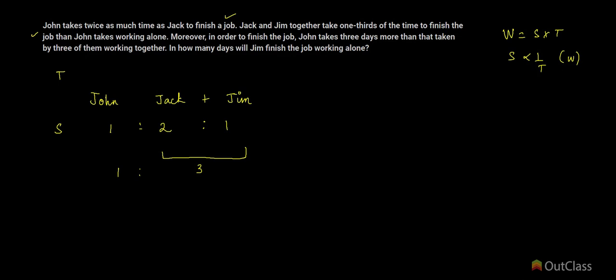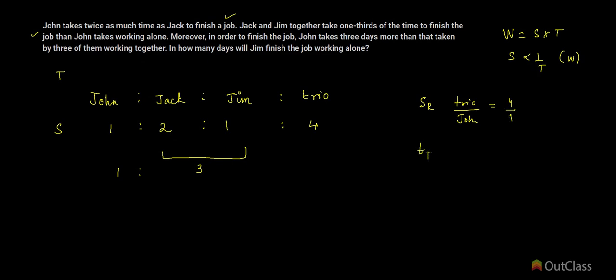Third line: moreover, in order to finish the job, John takes 3 days more than the time taken by the trio. So if you also bring in the trio, I'm going to remove this plus. John is to Jack is to Jim is to trio. What is the speed of the trio? It's 1 plus 2 plus 1. It is going to be 4 in the same ratio. Notice that the trio is 4 times as fast as John. Speed ratio for trio by John is 4:1.